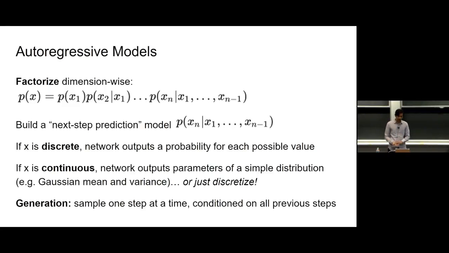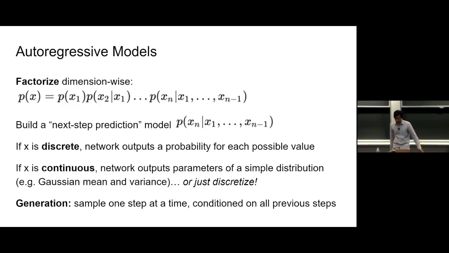Or the second thing you can do, in the case that you have continuous data, is you can just quantize your data into a bunch of buckets, and now you're back in the discrete case where you can just use a softmax. And this actually works surprisingly well. We'll get into it a little later. At generation time, the way you sample from an autoregressive model is you sample the first dimension, and then treating whatever you sampled as the ground truth, you sample the second dimension, and then you sample the third, and you go on in a chain until you end up stopping, basically.